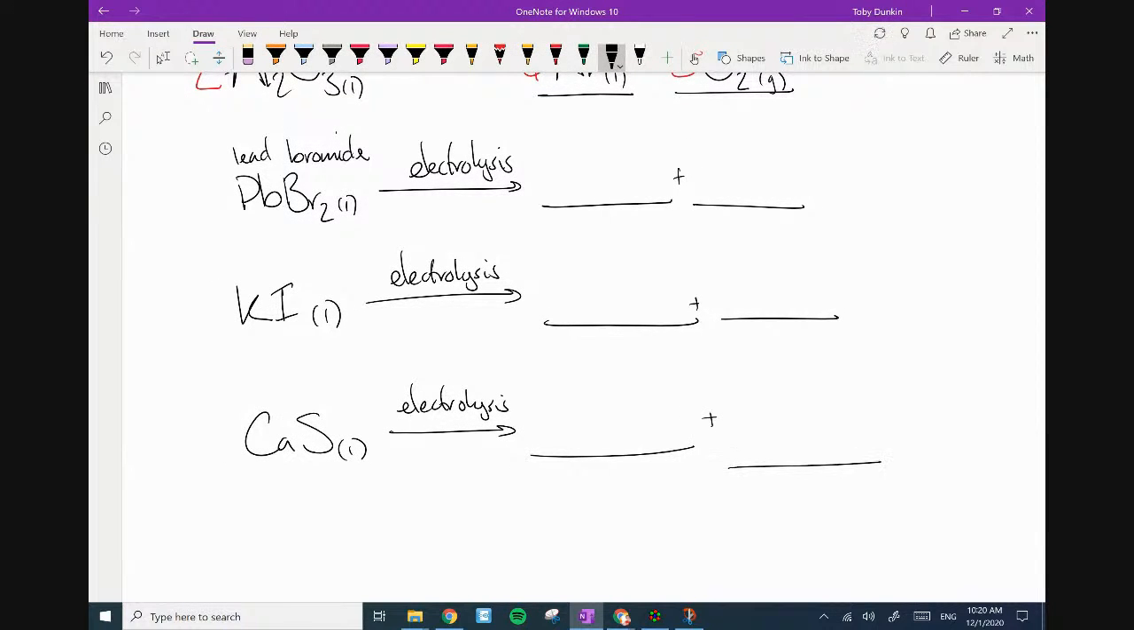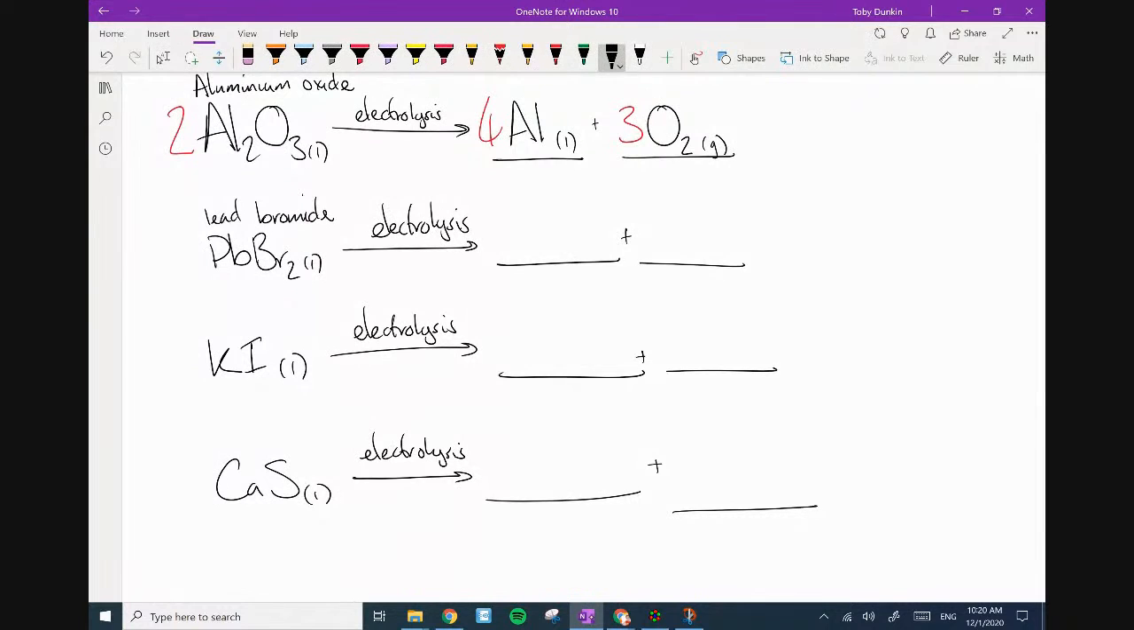How easy is this? You just go, what elements is it made from? Lead, Pb, and Br2. Well done. Balance it. Oh, it's already balanced. I'm going to make liquid lead metal, and bromine's going to turn into a gas, even though it's a liquid at room temperature. This is being done at over 600 degrees Celsius. The bromine becomes a gas, and the lead becomes a liquid.